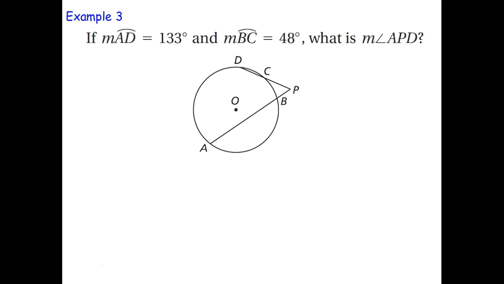Okay, so we're going to do a few examples. Probably the best thing to do is to look at what it is you're trying to figure out. So in this one, it's asking us, what is the measure of angle APD? And just like we talked about yesterday, remember that the middle letter is the vertex of your angle. So if you can find that letter, we can see that this angle right here is what we want to know. It also tells us that the measure of arc AD is 133, so that's this arc right here. And it also tells us that the measure of arc BC, this one right here, is 48 degrees.